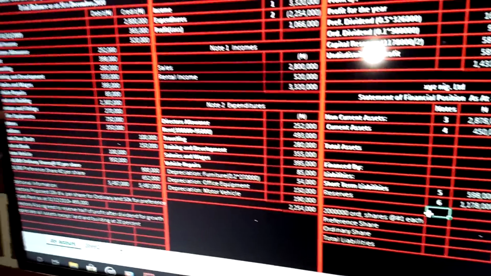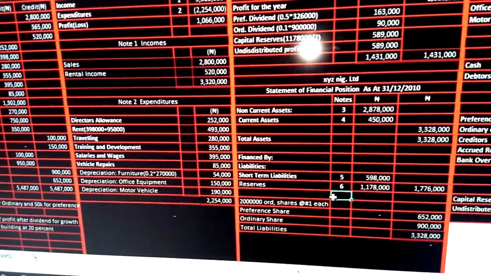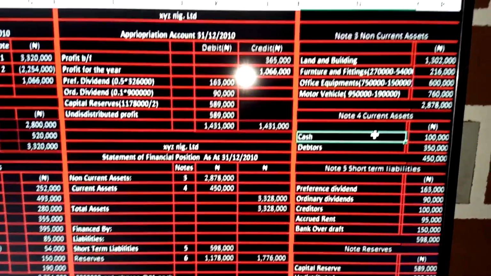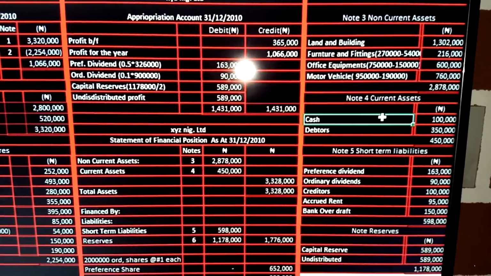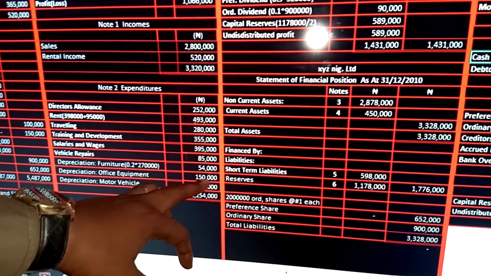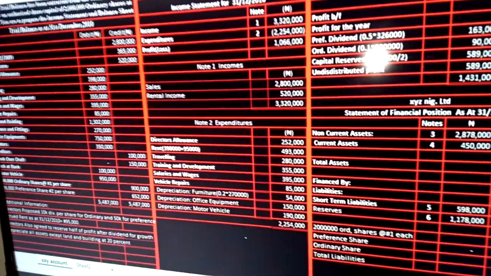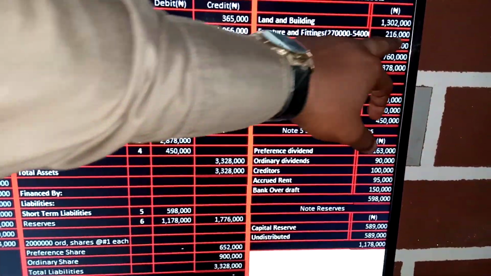Office equipment. What was in the question? 750,000. So there was depreciation of how much? 150,000. So office equipment will be 750,000 minus depreciation. Look at depreciation here, 150,000. Office equipment, 750,000 minus 150,000. That will give us 600,000. That's what you have here. Office equipment, 750 minus 150, 600,000.